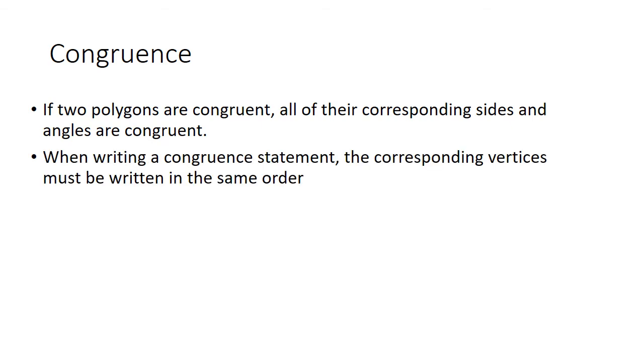So when you are writing a congruent statement, they have to be in the same order. So if you've got two shapes, the angles that are the same order, same size, have to be written in the same order every time. That's just the rule of congruency. Let me show you what I mean.